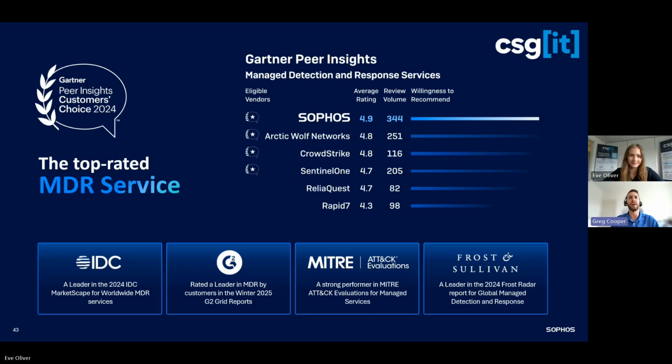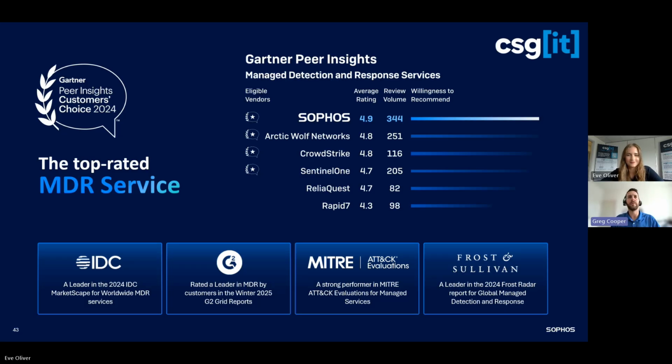And again, this has come from Gartner, leading market analyst firm. We've also been commended by the likes of IDC, G2, MITRE, Frost & Sullivan, all again leading market analysis firms that look at the products that Sophos and other cybersecurity vendors have and will review them. We're always in the top right, which is where you want to be in the Magic Quadrants.